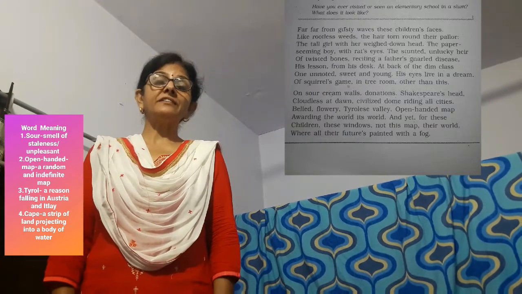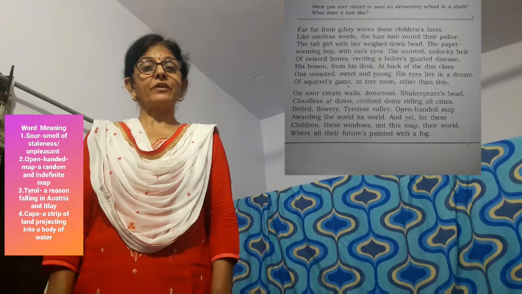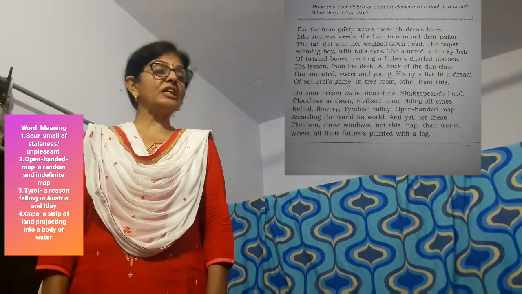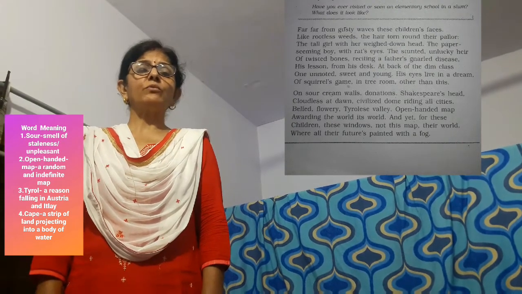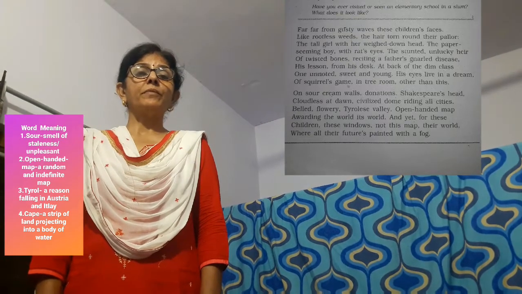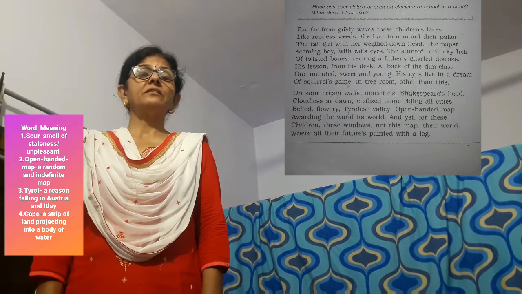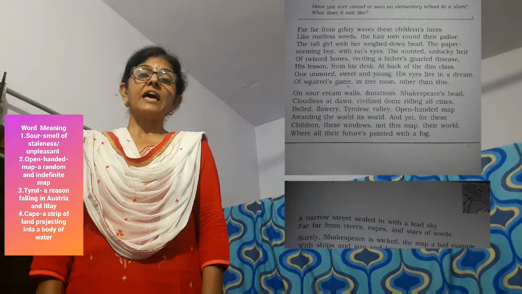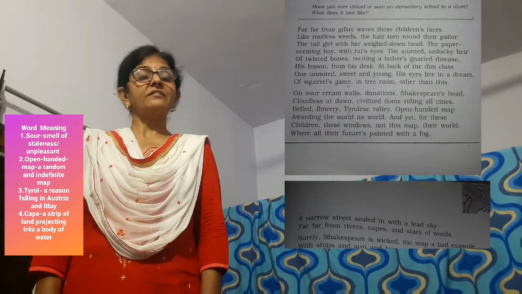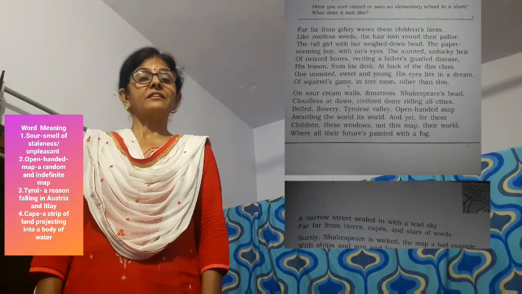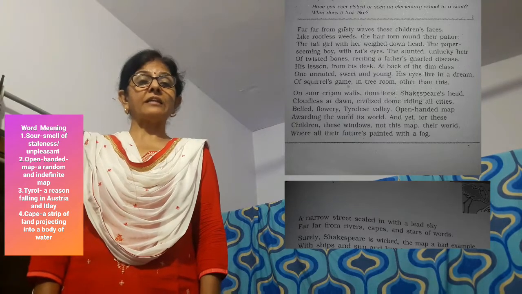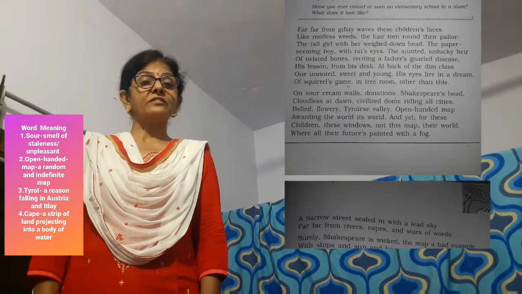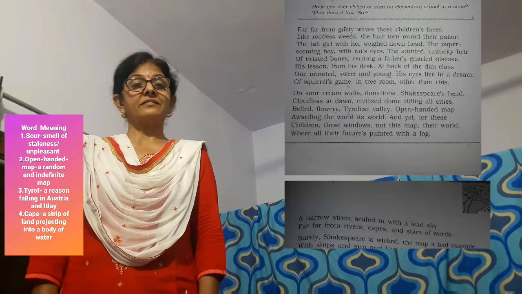As the fog is not clear, dim, in the same way, the future of the children living in the slum was also uncertain. They didn't know where they had to go, what they had to do, what they would become after getting education. So their future was as uncertain as the fog is unclear. So here there is metaphor because there is comparison between fog and the future of the children, but the words like as are not used.